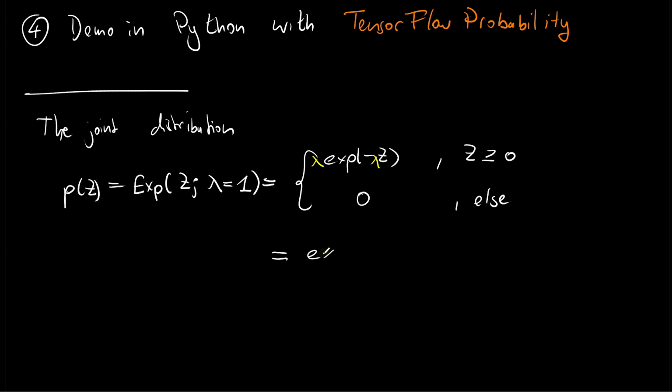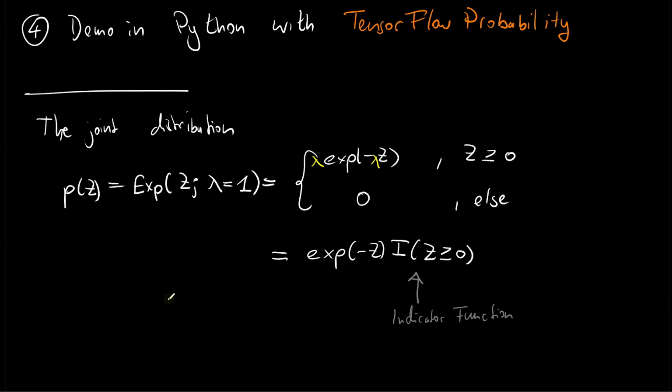This condition can equally be represented by the help of an indicator function. So we could also say that it is the exponential of minus Z multiplied with the indicator function that Z has to be greater or equal to 0. And this indicator function basically says that if the condition is true, it is 1, and if the condition is false, it will be 0. So this is the indicator function, and by this we're just replacing the conditional statement.